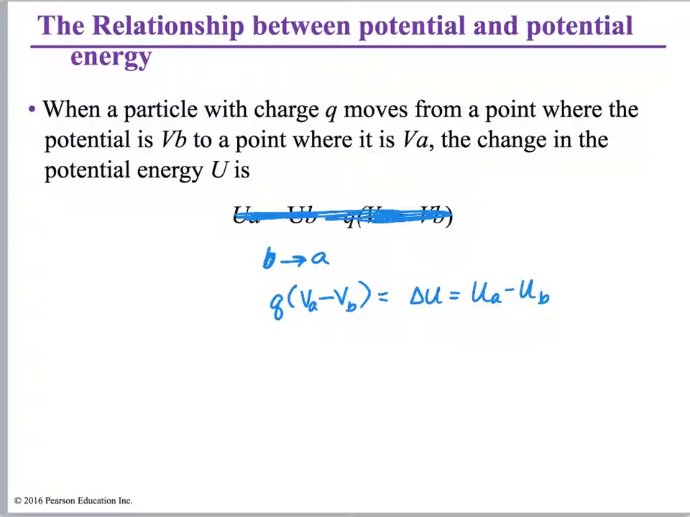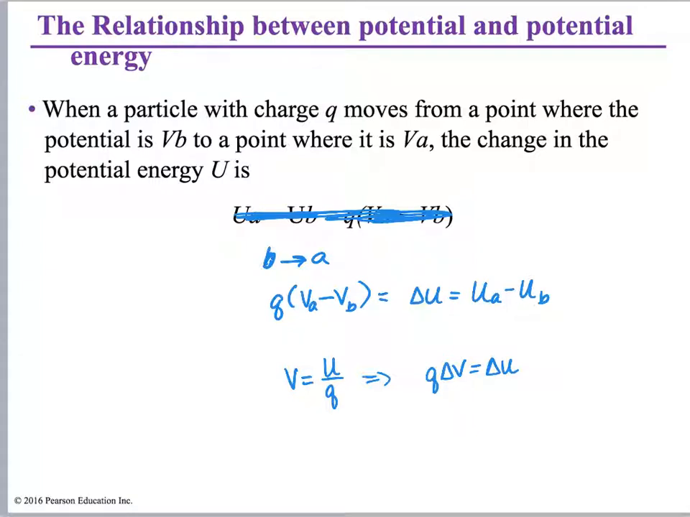So if we move a charge from one potential to another potential, then there's going to be a change in potential energy. So this kind of goes from our original definition of potential as the potential energy per unit charge. Here, we're just sort of rearranging this and looking at changes. And so Q delta V is equal to delta U. This is something that's going to come in handy later on.